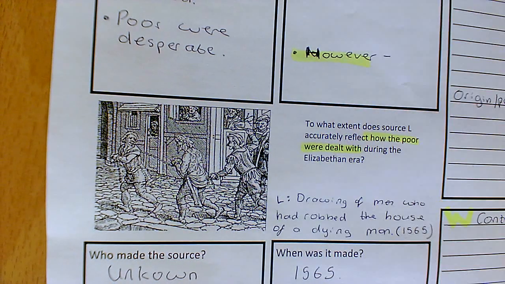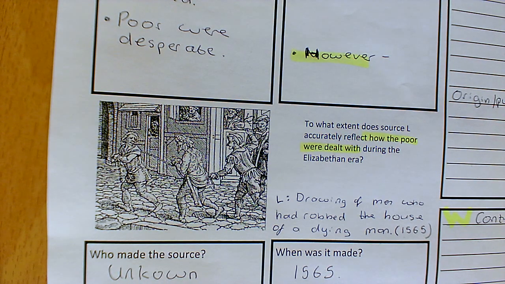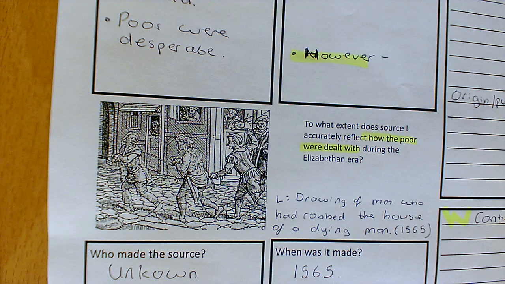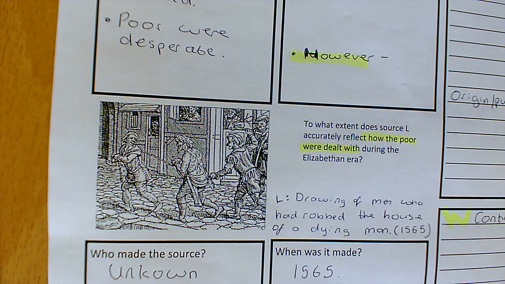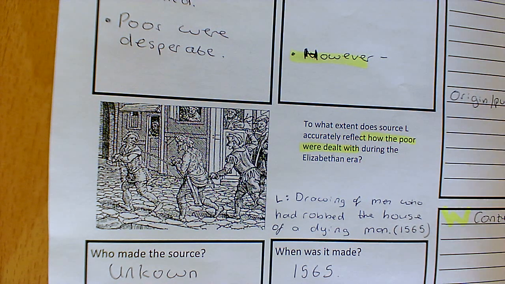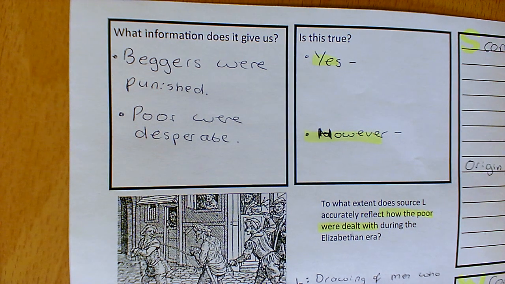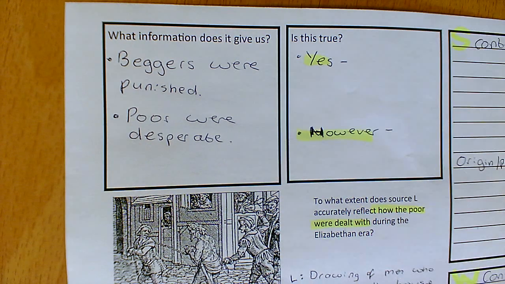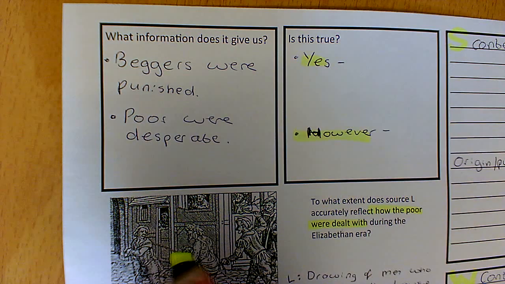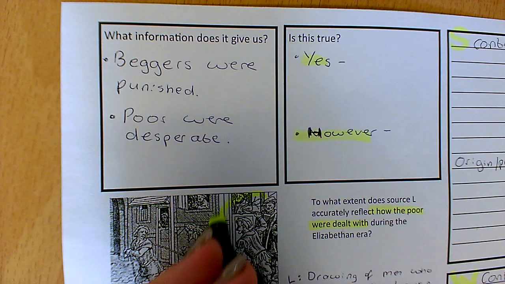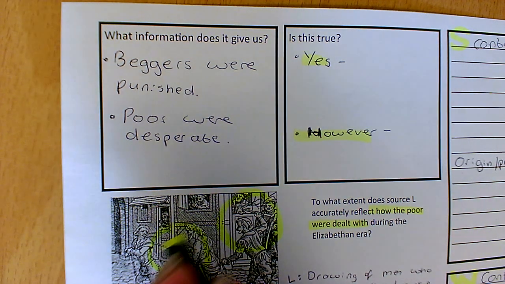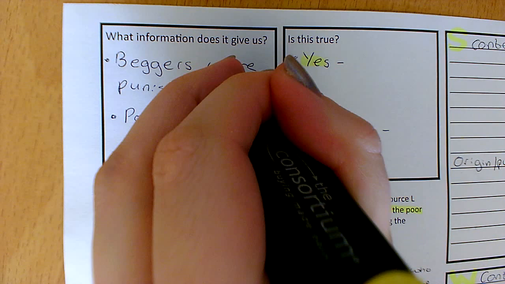So the first thing we think about in the 5 W's is, what information does it give me? The magic number is 2. So you are looking for two bits of information about how the poor were dealt with. So that's what this top box up here is about. So I have picked out that it tells us that beggars were punished, and I can see that in the source where one of them is being whipped or that they're being chained up.